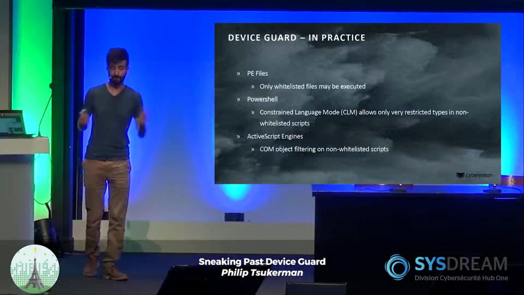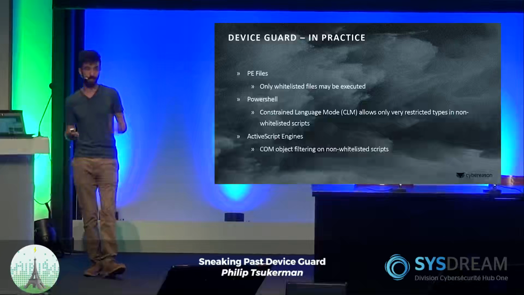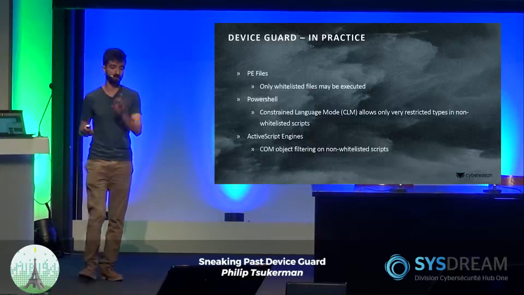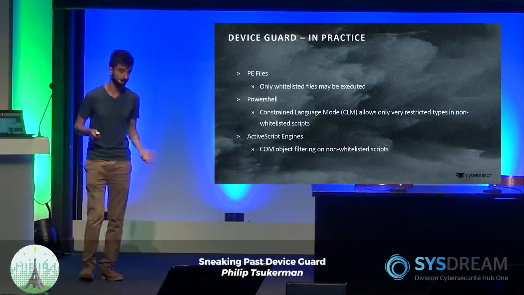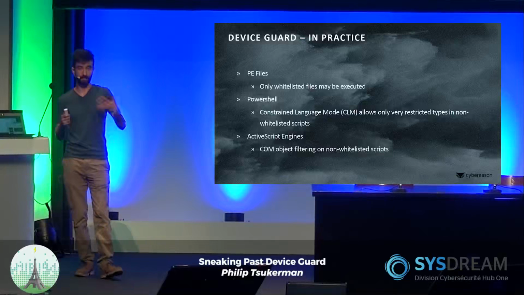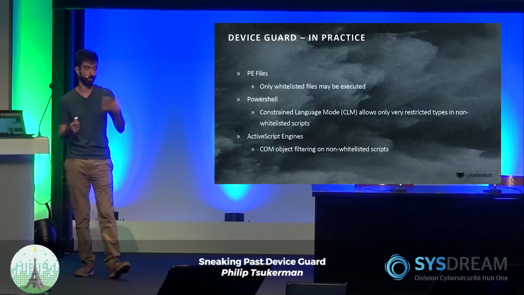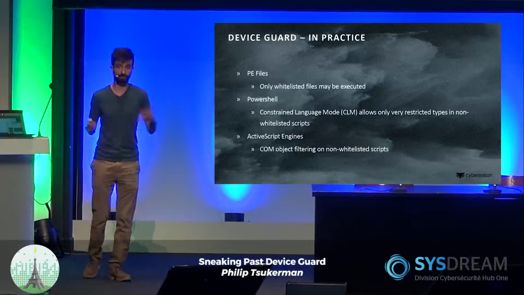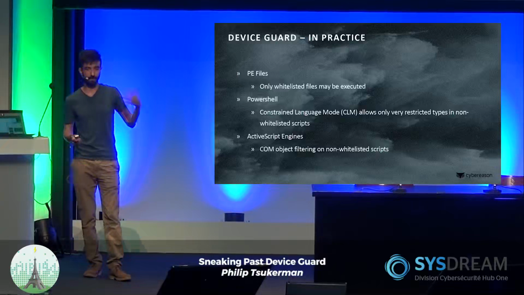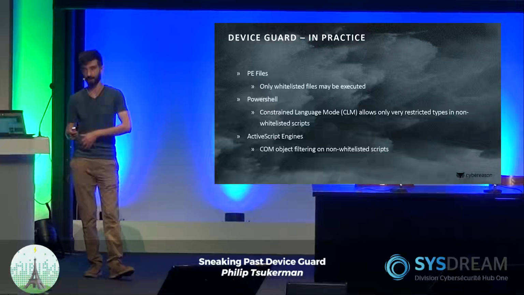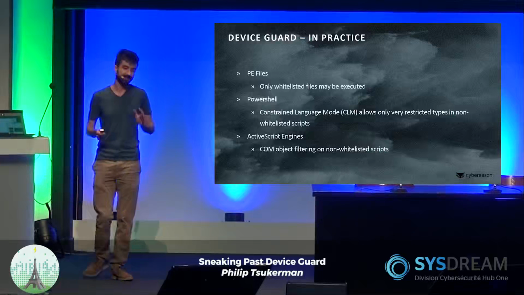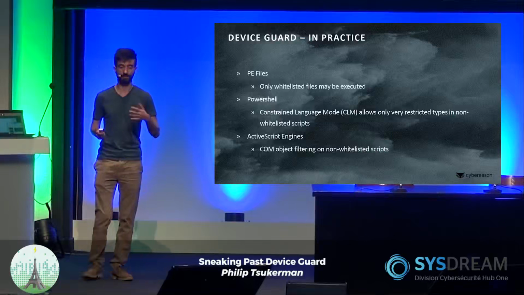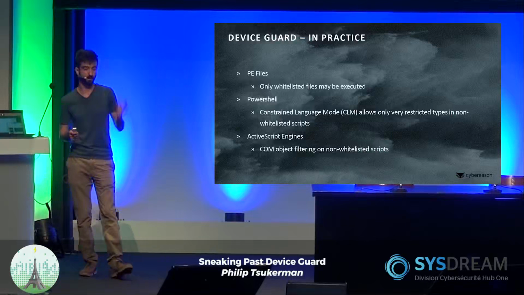So this was application whitelisting in general. So let's have a little look at what Device Guard itself does on a Windows 10 machine. The first way to execute code that Device Guard protects against is PE files, and that's very straightforward. If your PE file is not allowed by the policy, it will not be executed unless you have some kind of vulnerability. This is a bit more subtle the moment you start looking at the other code execution vectors.